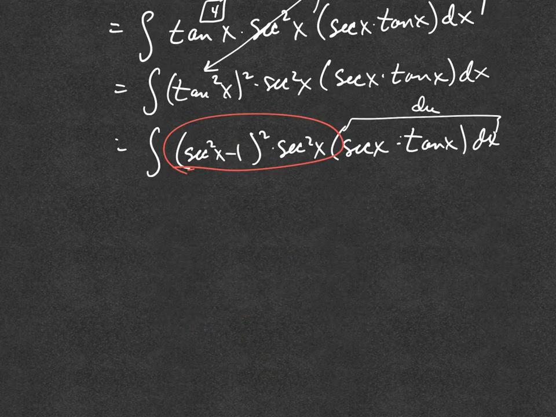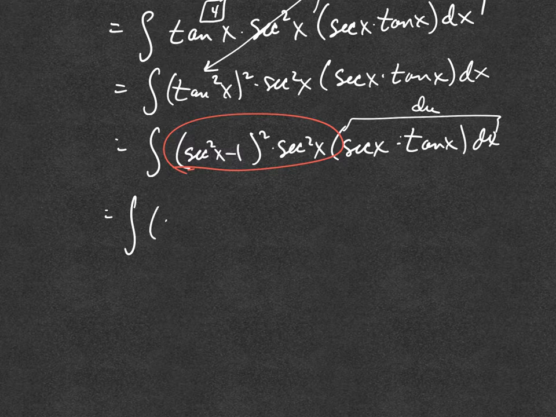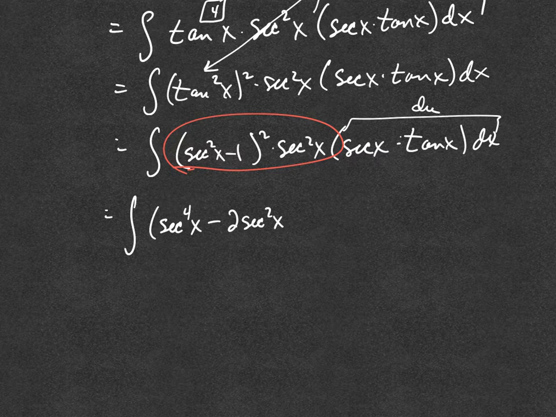I've got to square the binomial, so that's going to be the first term squared. Secant squared squared is secant to the fourth. The first term times the second term times 2. So secant squared times -1 times 2 is -2 secant squared. And then the second term squared. -1 times -1 is +1. All right, and then again, just writing out all of these other terms.